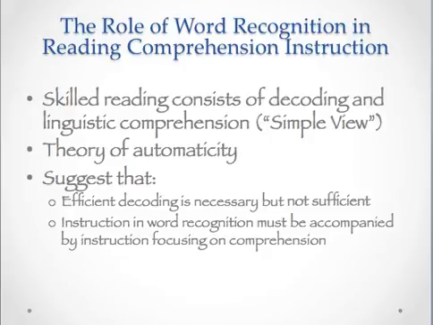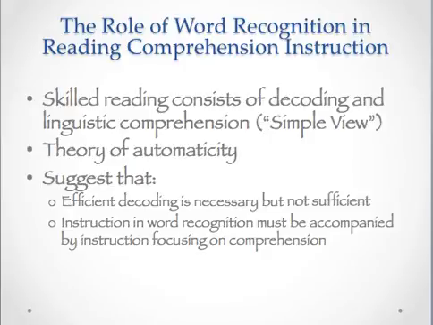Contributing to the simple view and expanding on it is this theory of automaticity promoted by Jay Samuels and others, that word recognition needs to become automatic. That's the fluency piece, or a portion of fluency, in order for more cognitive energy and attention to be devoted to understanding the text. So that's the role of decoding and automatic decoding in reading comprehension.